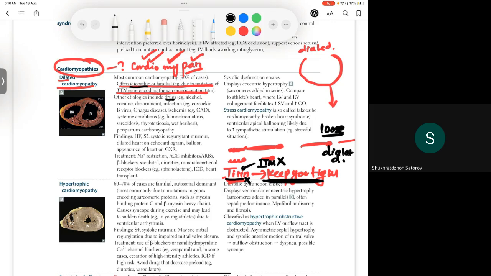Similarly, certain drugs like alcohol, cocaine, and doxorubicin, which is an anti-cancer drug, can also lead to dilated cardiomyopathy. Keep these drugs in mind. Coxsackie B virus, a viral infection of your myocardium leading to myocarditis, can also lead to dilated cardiomyopathy. And Chagas disease. Do you guys know what is Chagas disease? Anyone?